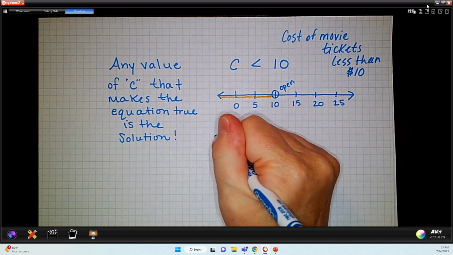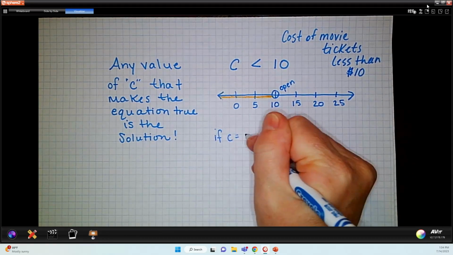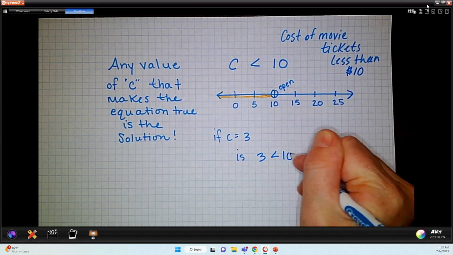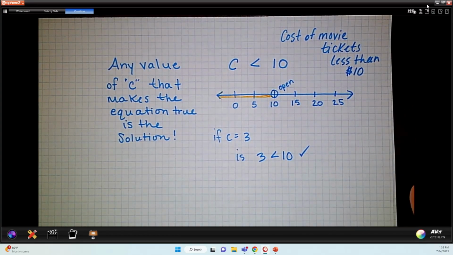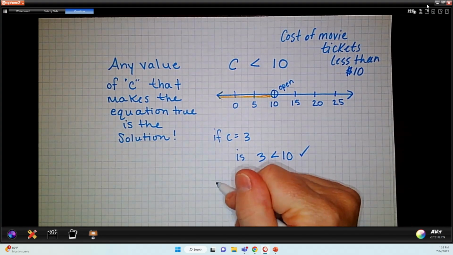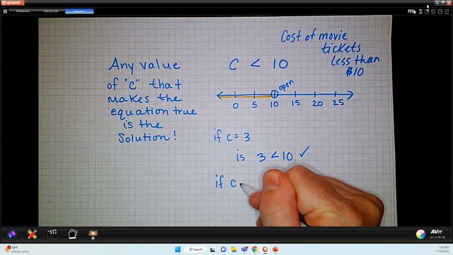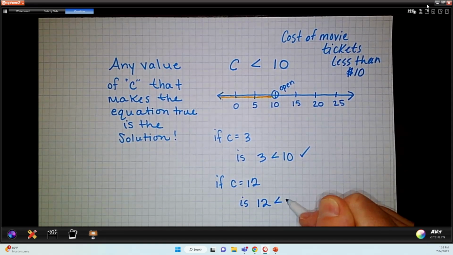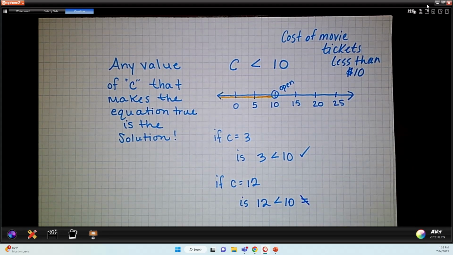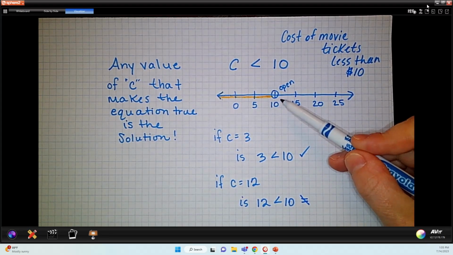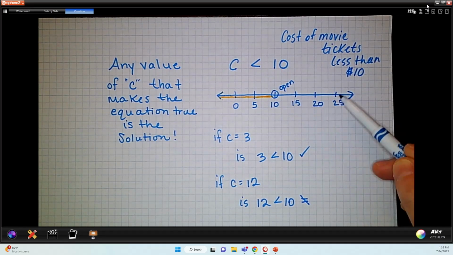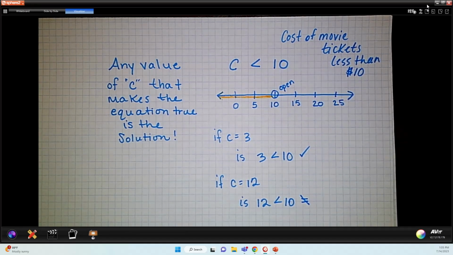So we would say if C equals 3, is 3 less than 10? Yes, so we would say that is a solution. But if C equals 12, is 12 less than 10? No, that is not a solution. And that is also being shown on the graph. 12 would be on this side of 10. So any number here would not be a solution for this inequality.